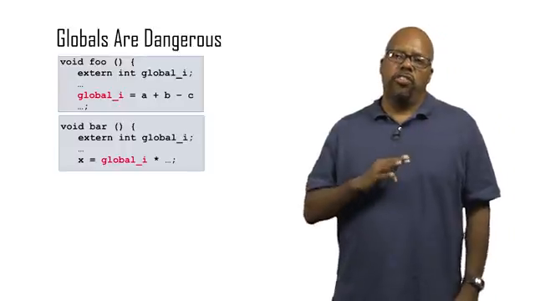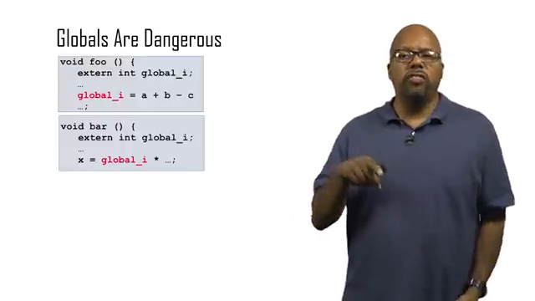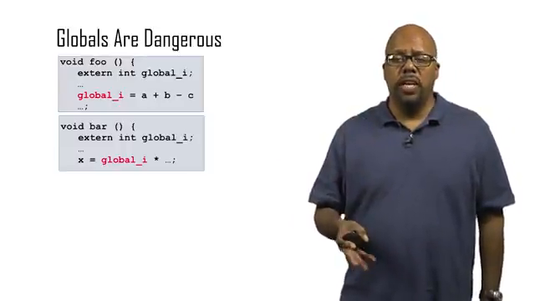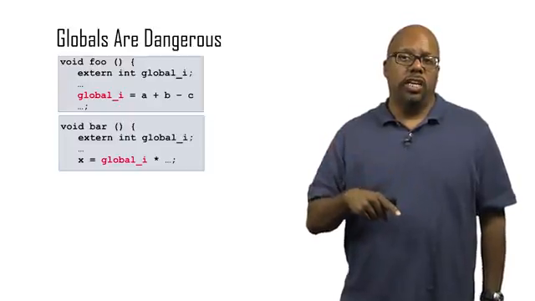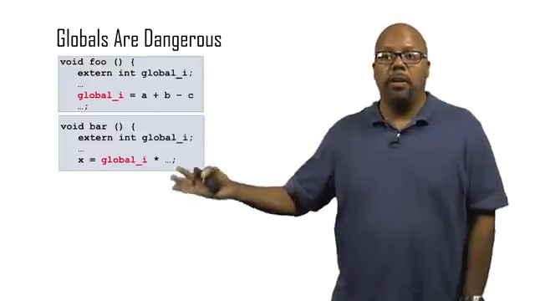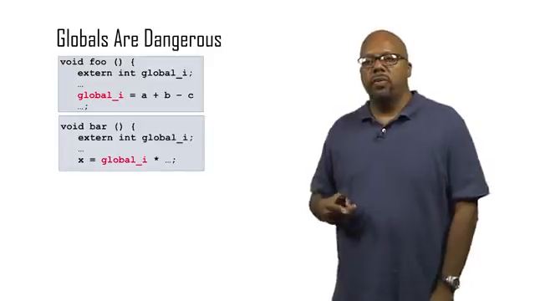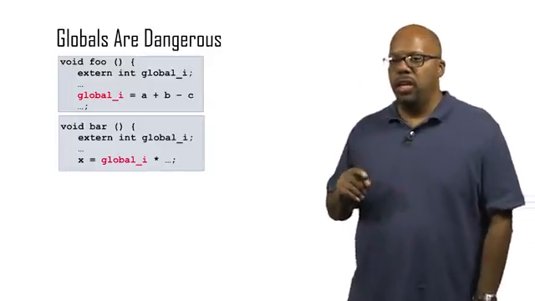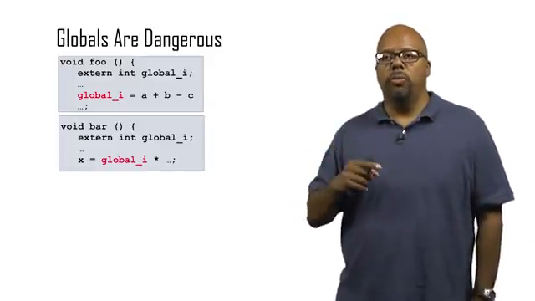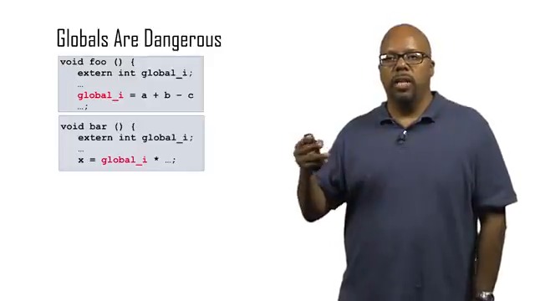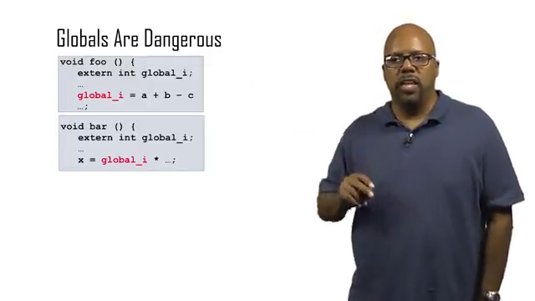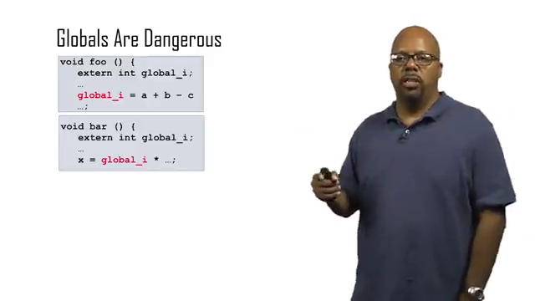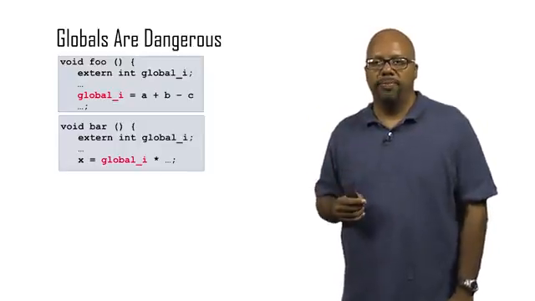So global variables can be dangerous in the sense that the program is less compartmentalized. They're sharing variables. So what that means is if two different functions share the same variable, then one function can alter and mess up another function. So in this case, we see foo and we see bar. So foo writes to global I, global I equals a plus b, whatever it is. And then bar uses global I to assign x, right?